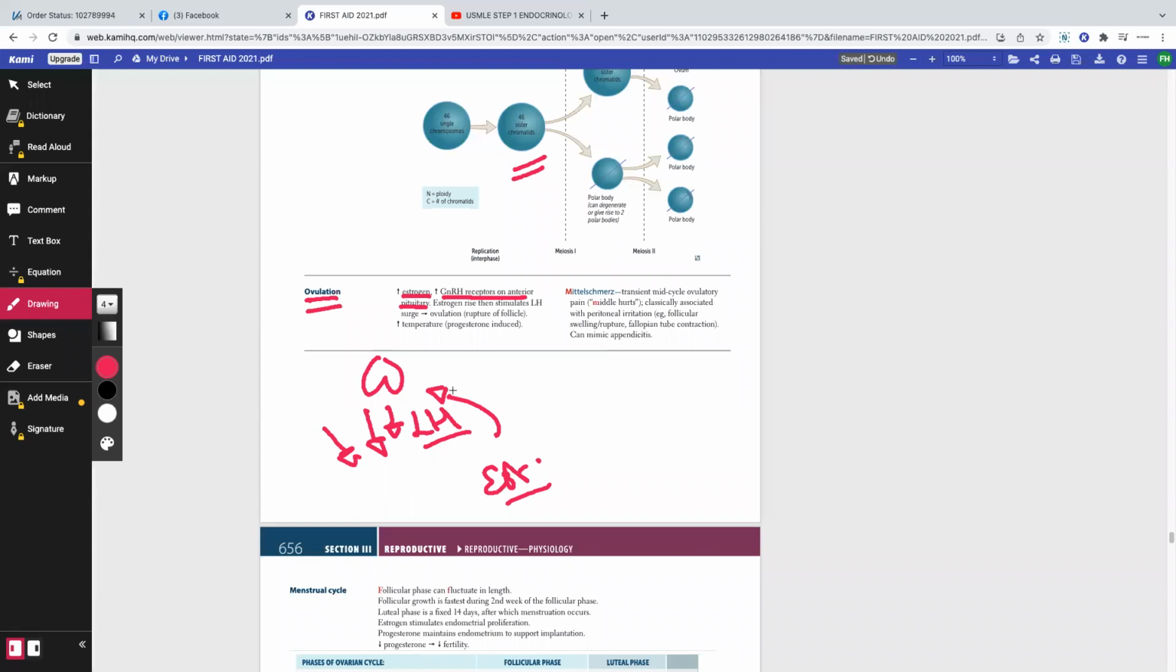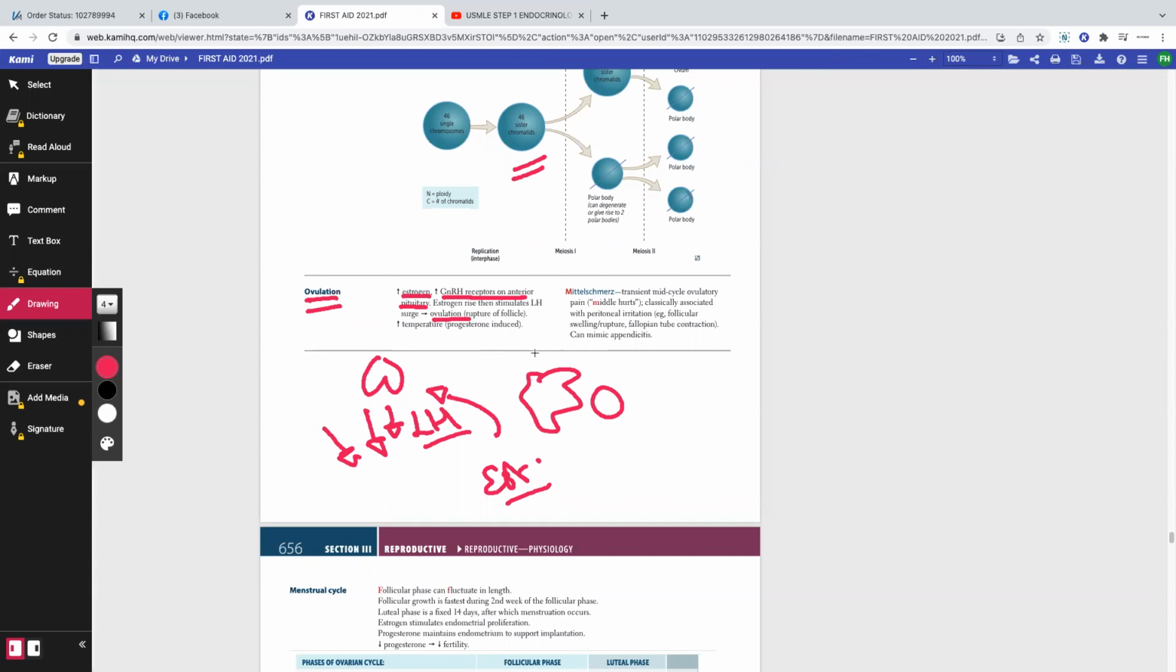This sudden surge of luteinizing hormone and estrogen results in the release of the ovum from the ovaries. This is called the rupture of the follicle. So we have a Graafian follicle from where the ovum is released. After the ovum is released, does the remnant portion of the Graafian follicle form the corpus luteum? The answer is yes. As simple as that.